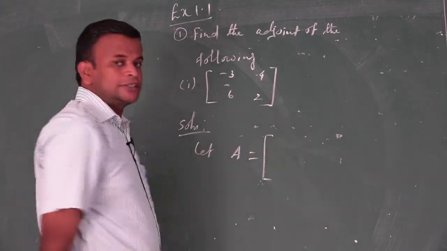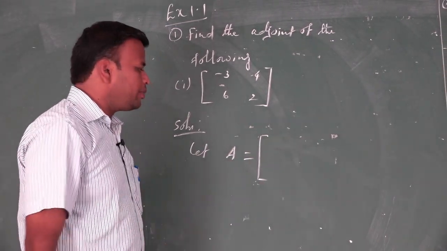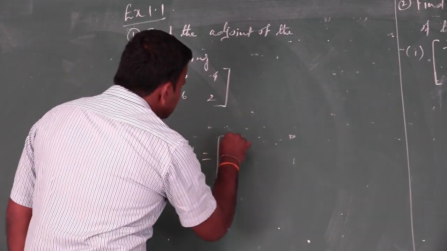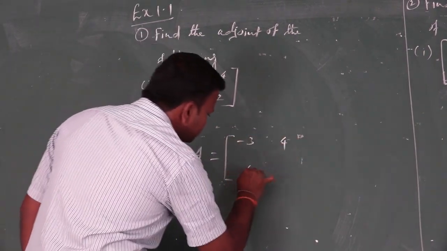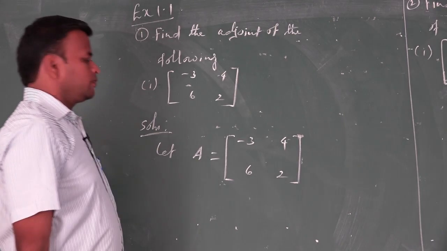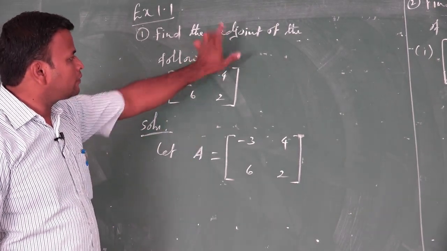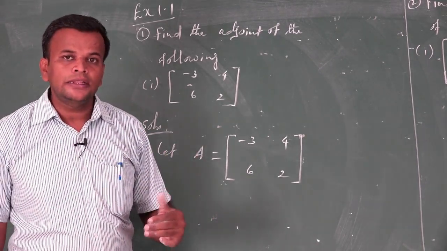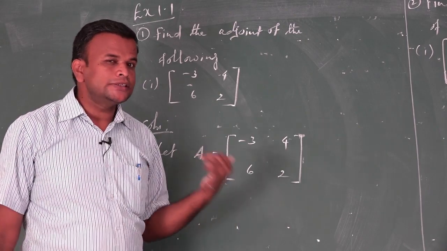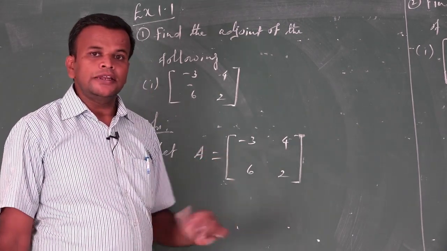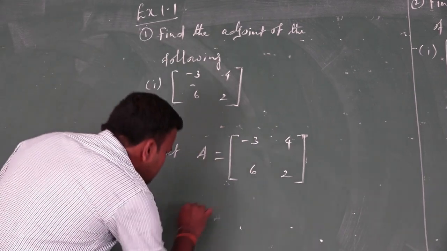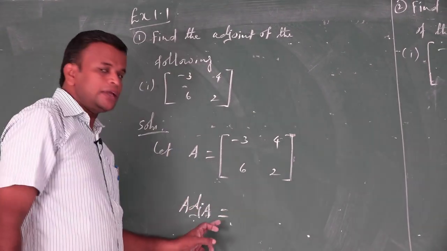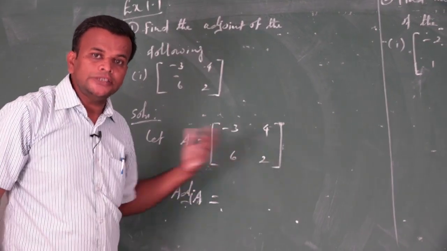We can take any name from A to Z. So A is minus 3, plus 4, 6 and 2. Our question is to find the adjoint of this matrix. We will take the name of the matrix as A. What is the symbol of the adjoint of A? We write it as ADJ of A. That means we find the adjoint of the given matrix A.